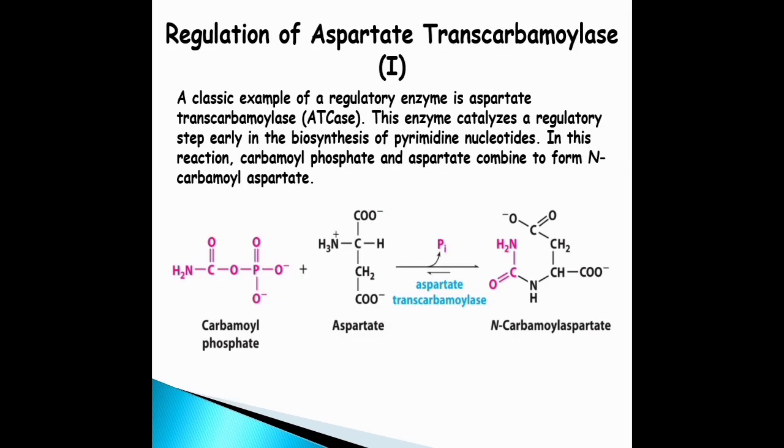Regulation of aspartate transcarbamoylase. A specific example of a regulatory enzyme is aspartate transcarbamoylase, ATCase. This enzyme catalyzes a regulatory step early in the biosynthesis of pyrimidine nucleotides. In this reaction, carbamoyl phosphate and aspartate combine to form N-carbamoyl aspartate.